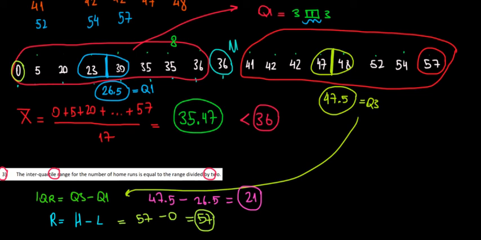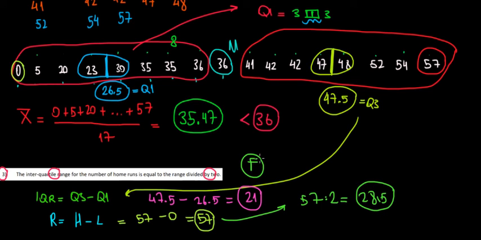Let's compare them. They say that the IQR has to be equal to the range divided by 2. Well, let's divide the range by 2. 57 divided by 2, let me do it right now. 57 divided by 2 is equal to 28.5. 28.5 is not equal to 21. So the answer to this question is false, and we're done.